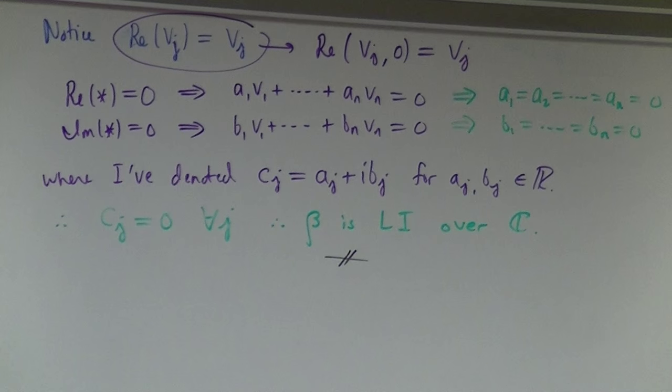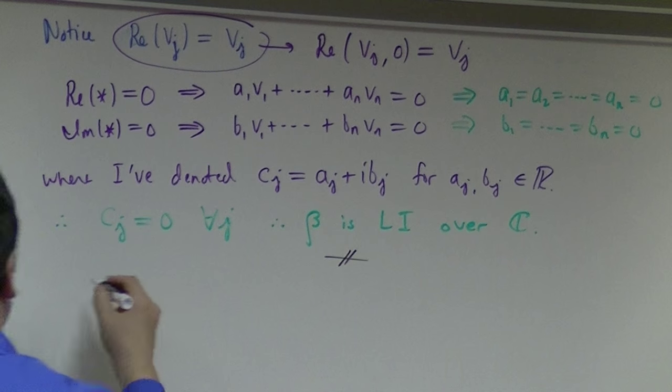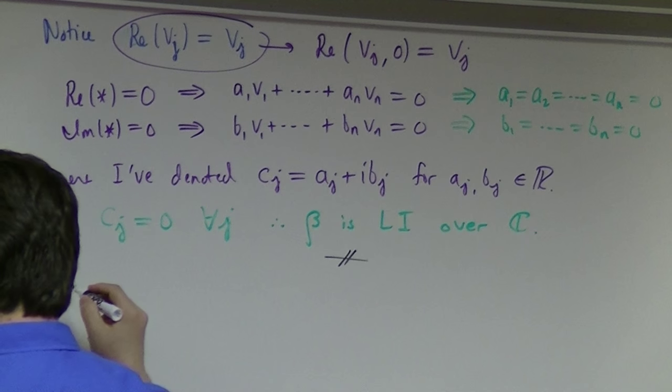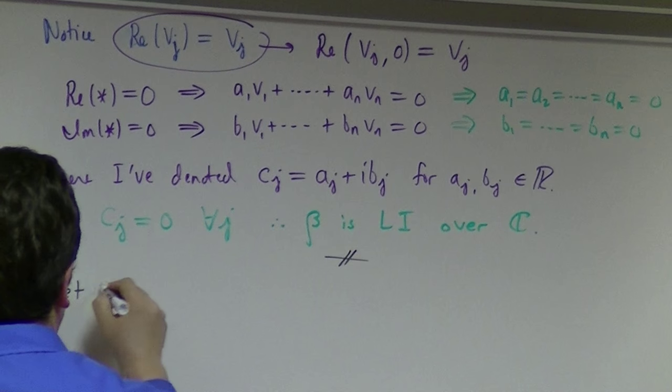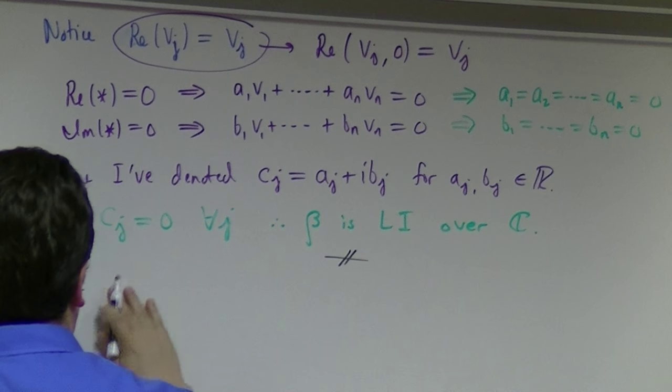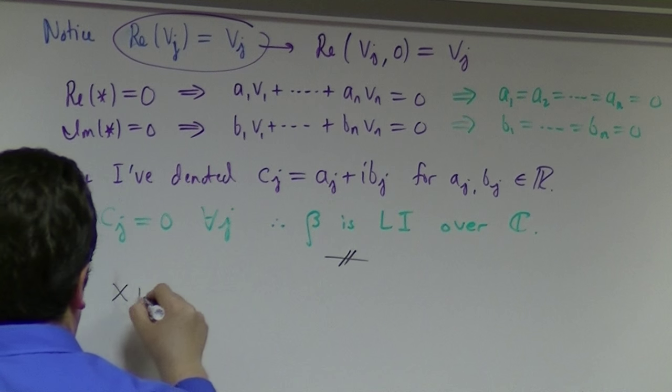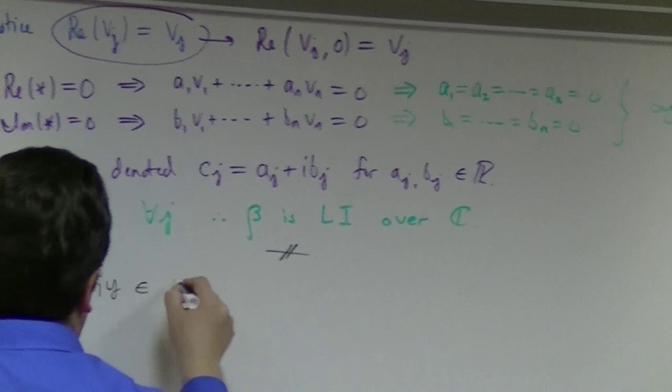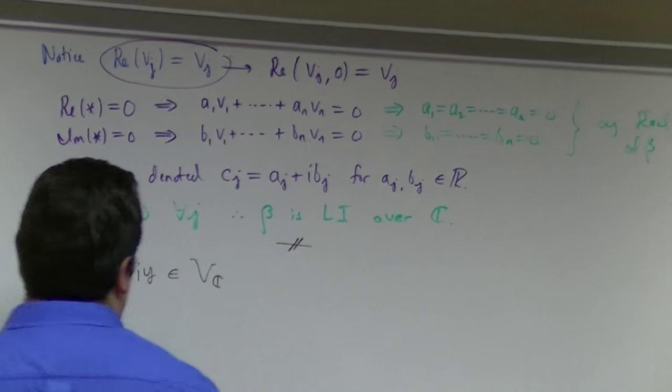Then what's the other thing? Span. How do we prove span? So, is beta a spanning set? X plus I value of an element of BC.